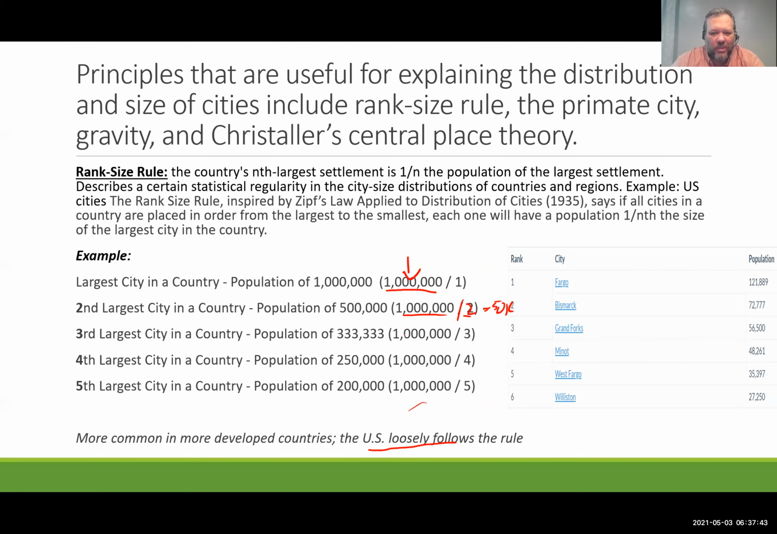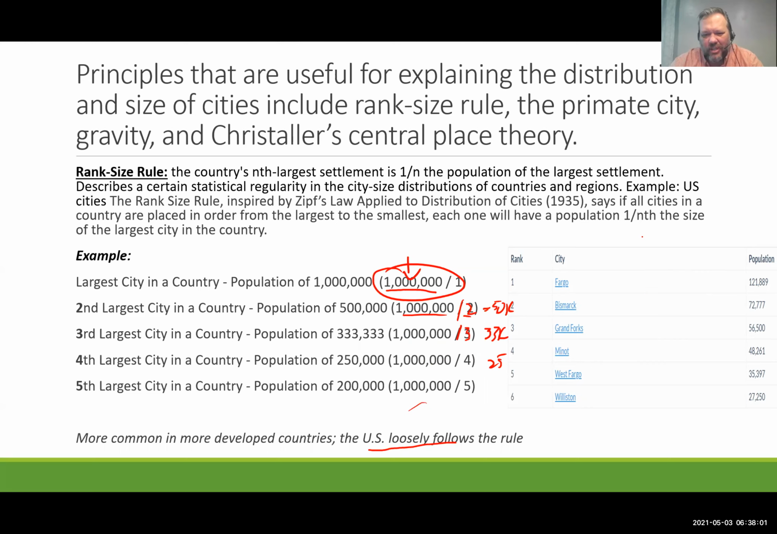And then the third city would be the big population, 1 million, divided by the third biggest city, and that would equal around 333,000, and so on and so forth. And so this is what they call, again, the rank size rule. There's a dominant city, and then you just kind of start going down by bits.